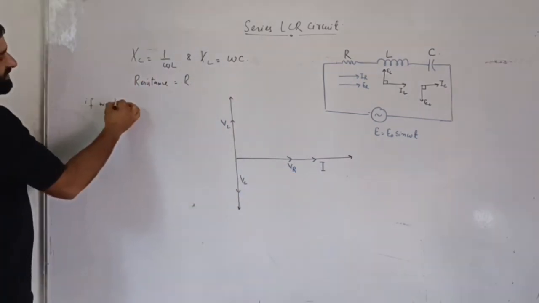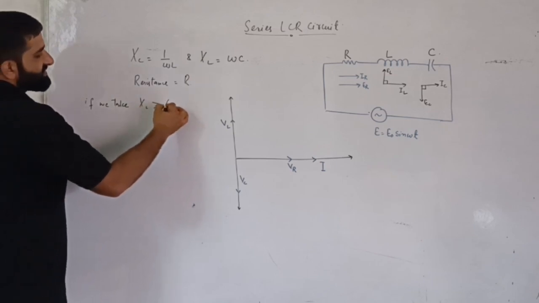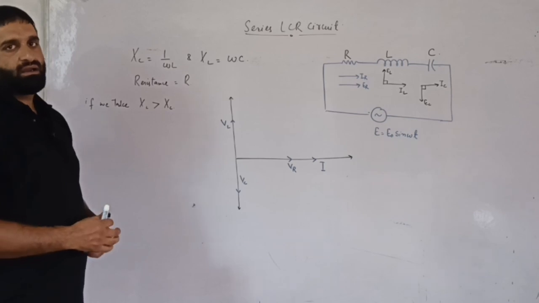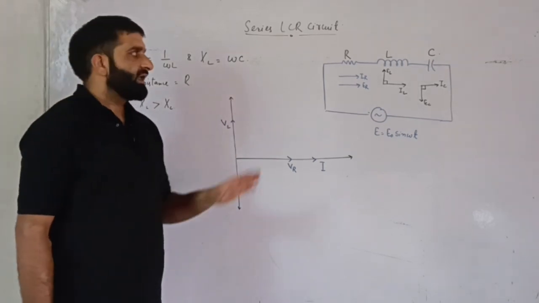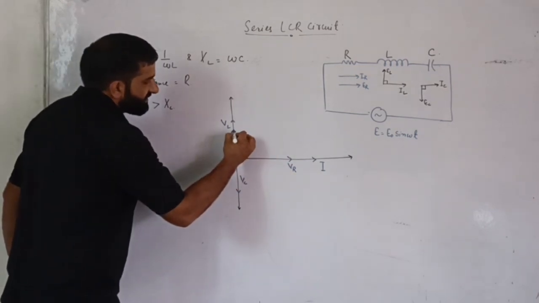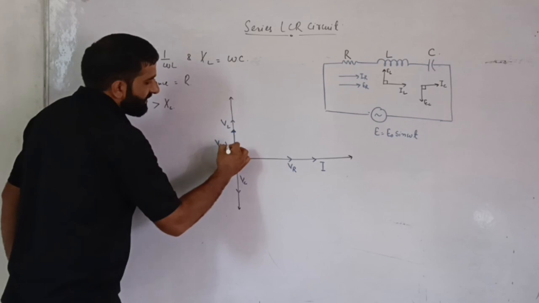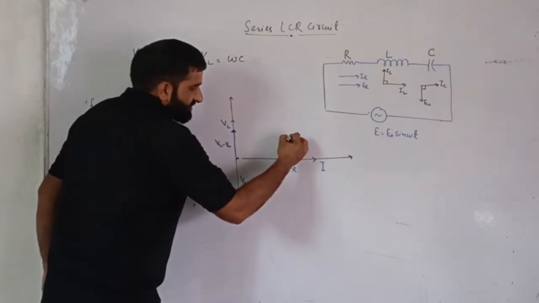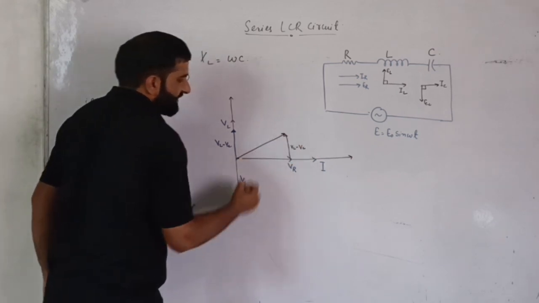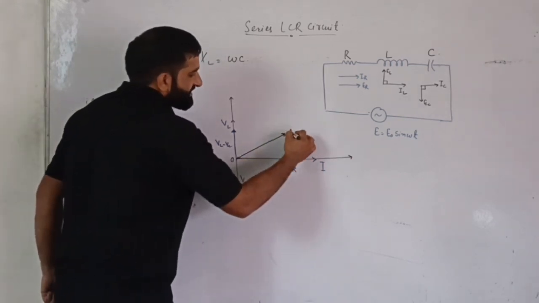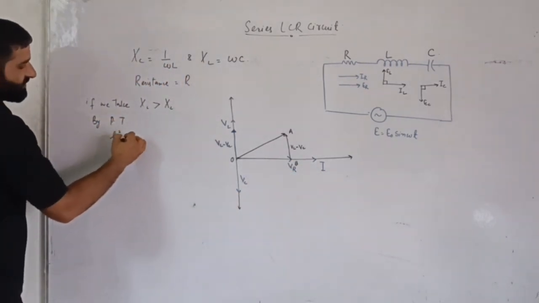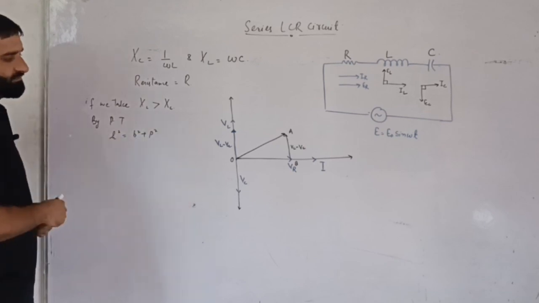Now, if we take the inductive reactance XL to be greater than the capacitive reactance XC, that means the voltage across the inductor will be more than the voltage across the capacitor. So we will have this much equal to VL minus VC. Let us complete this triangle. So this side, if it is O, A, B, by Pythagoras theorem, hypotenuse square is equal to base square plus perpendicular square.